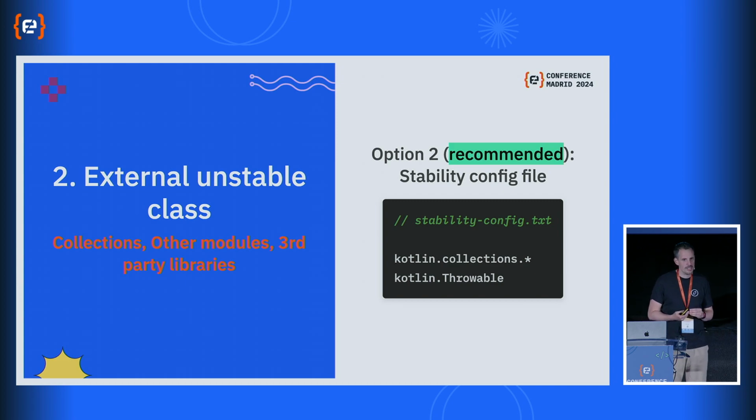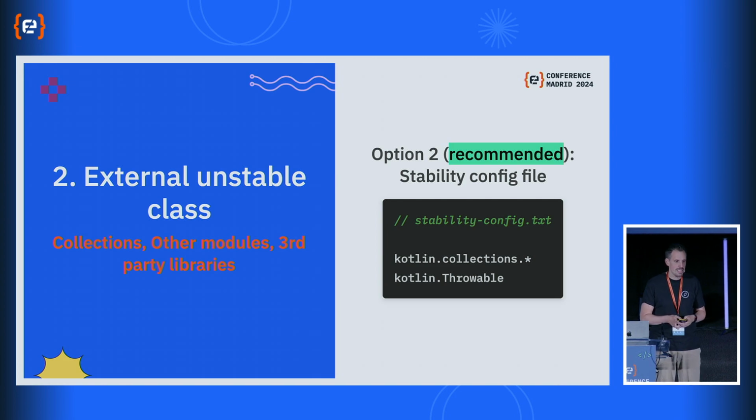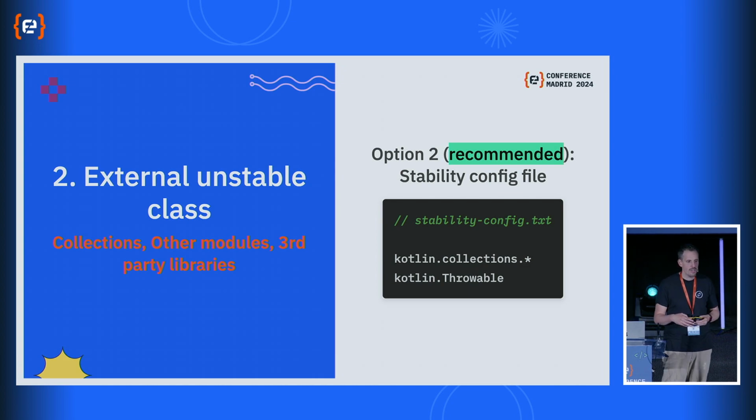We can create a file where we specify the packages and the classes that we consider stable, even if the compiler didn't detect them as stable. For instance, we could consider that we are not going to do anything tricky with collections and add the collections to the stability config file. Or also the throwable class, we could add it here, and then the composable that we saw before that wasn't skippable now would be skippable.